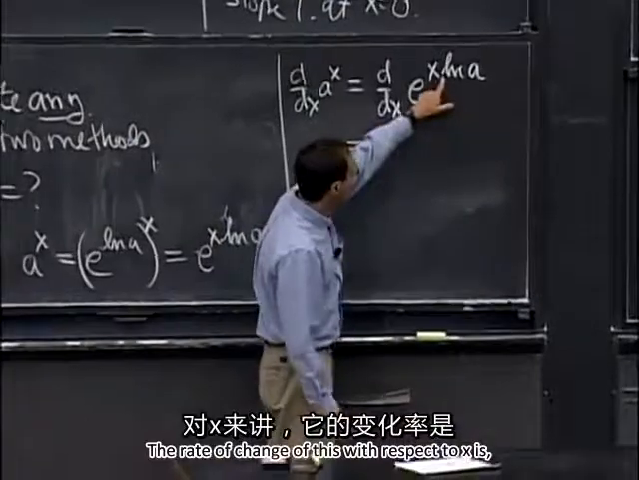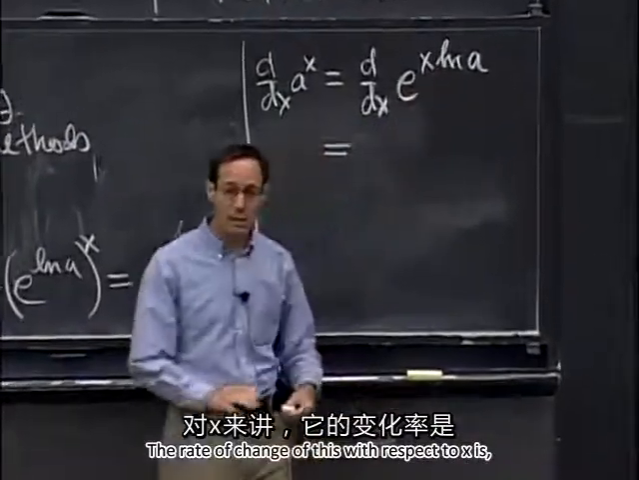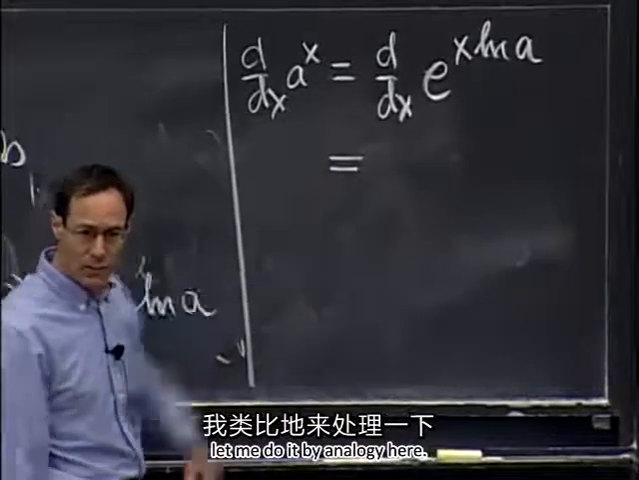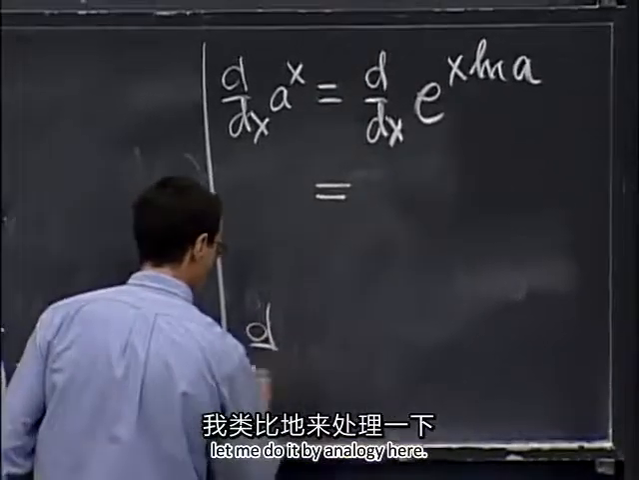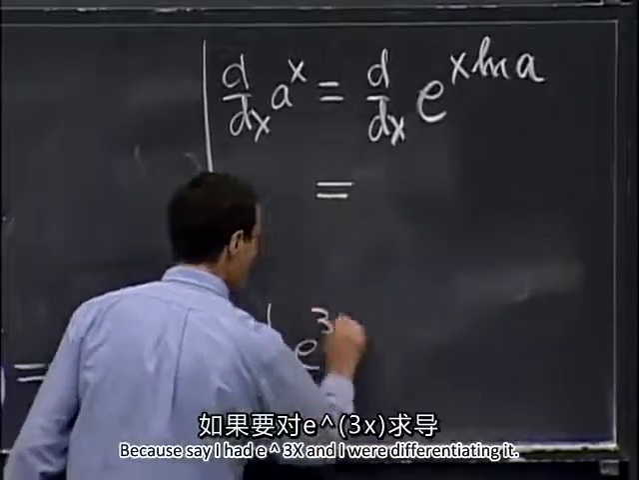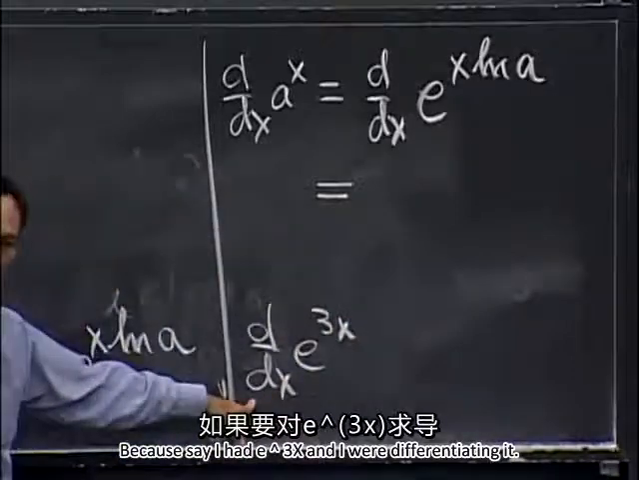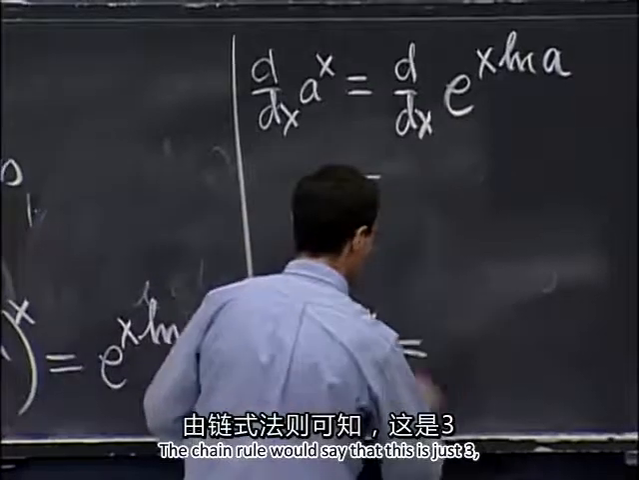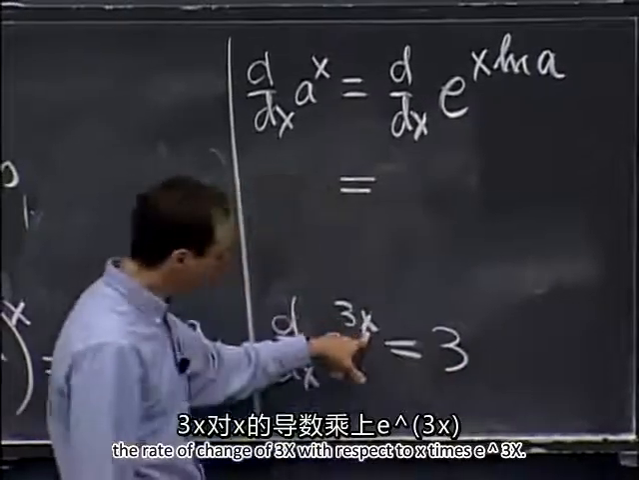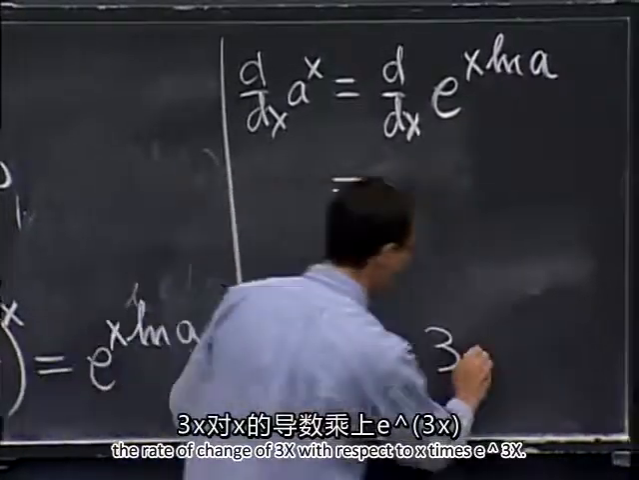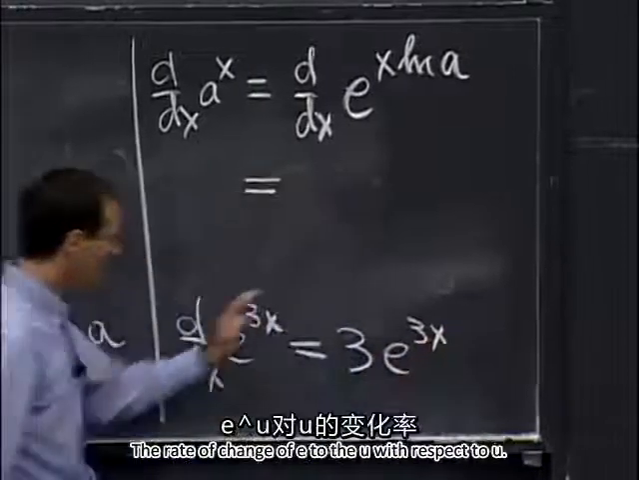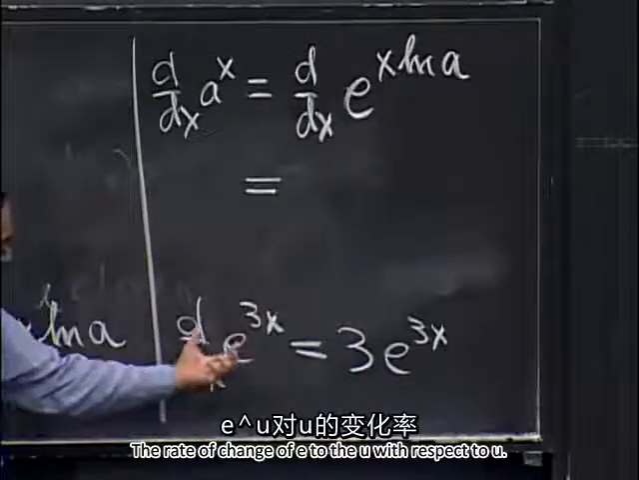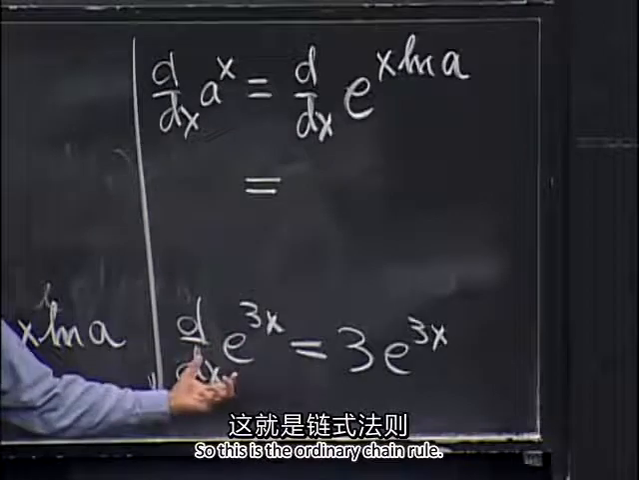The rate of change of this with respect to x is, let me do it by analogy here. Say I had e to the 3x and I were differentiating it. The chain rule would say that this is just 3, the rate of change of 3x with respect to x, times e to the 3x, the rate of change of e to the u with respect to u. All right? So this is the ordinary chain rule.